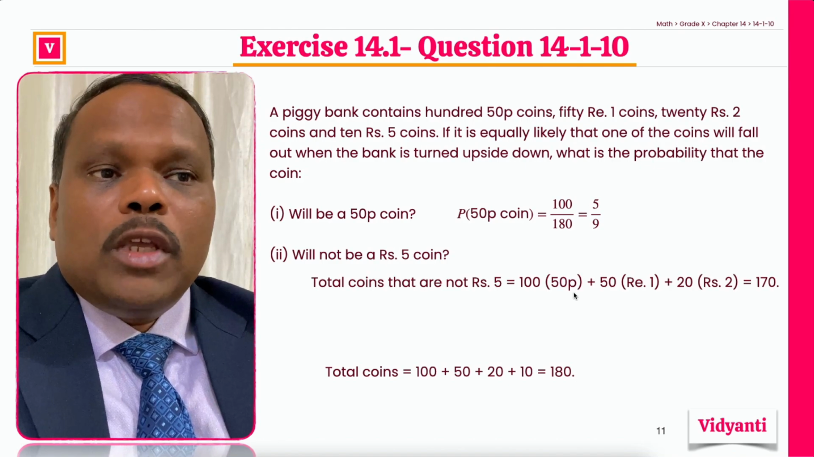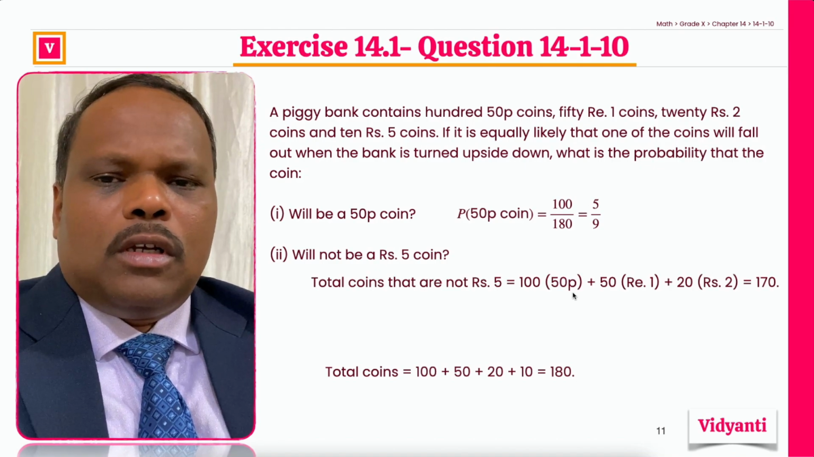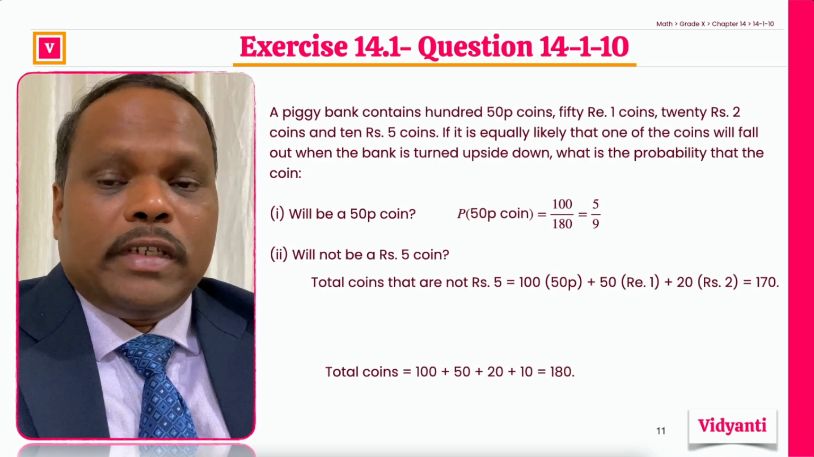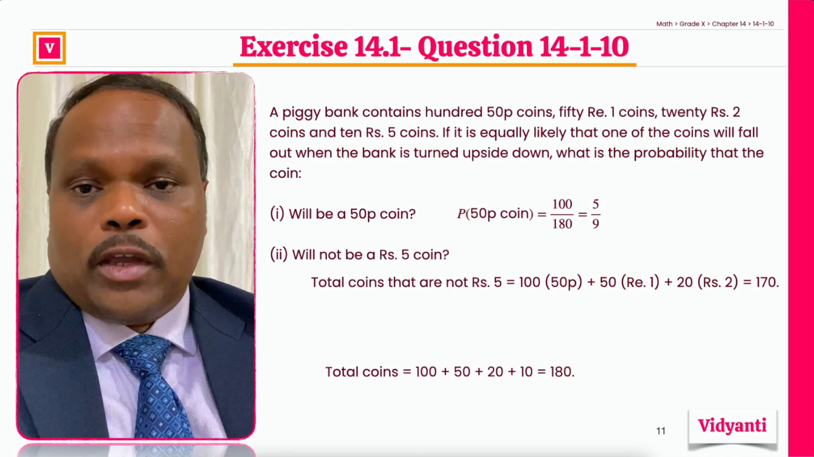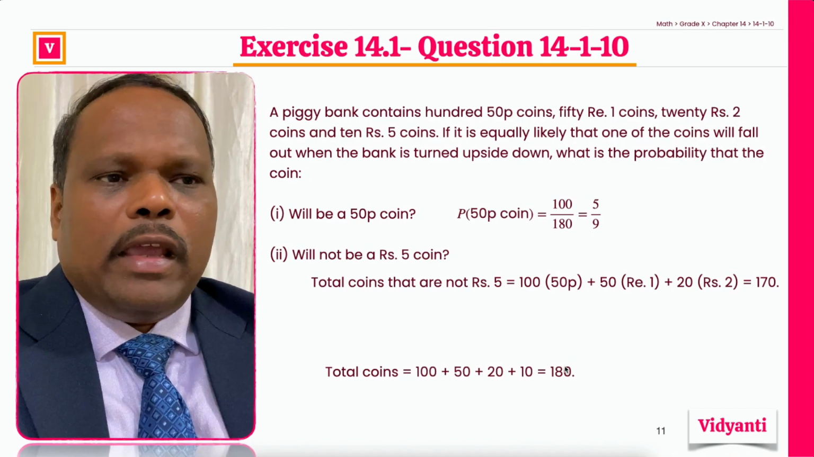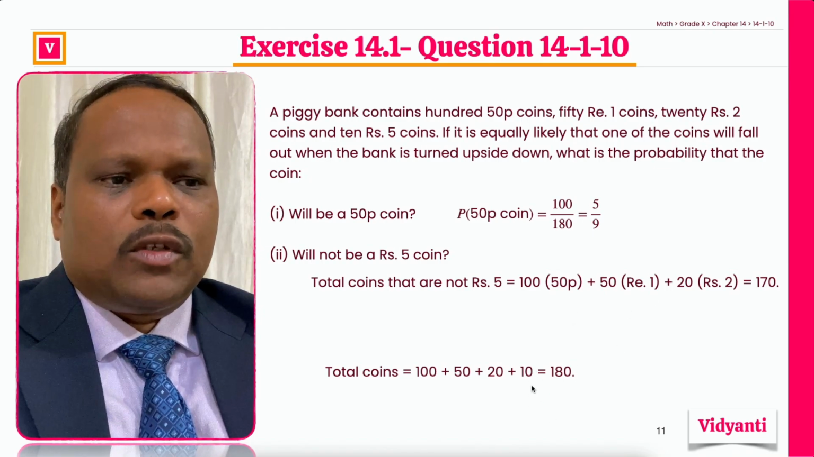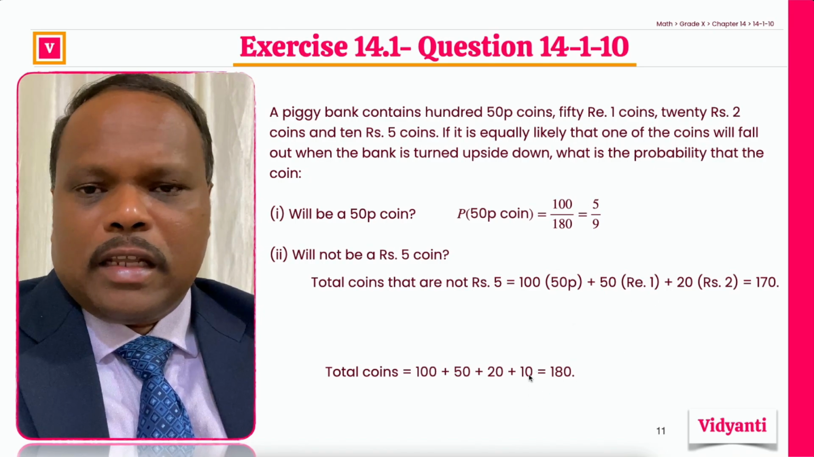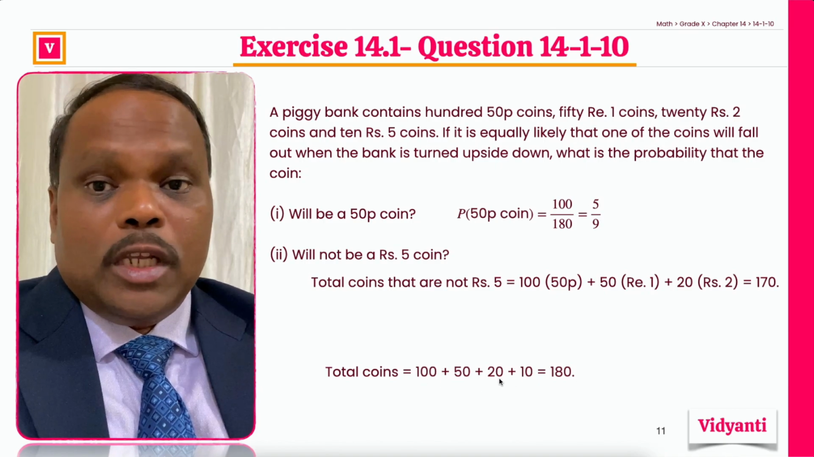Will not be a 5 rupee coin. Now you have two options. One, physically count those coins which do not qualify to be a 5 rupee coin. So that will be anything and everything other than a 5 rupee coin. So except these last 10 coins, everything qualifies to be not a 5 rupee coin.